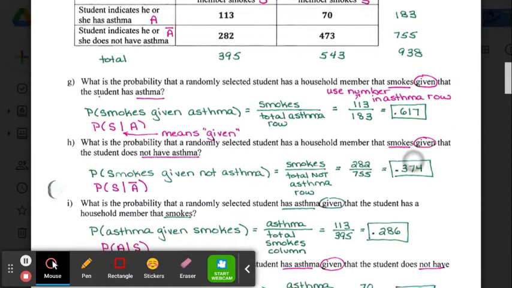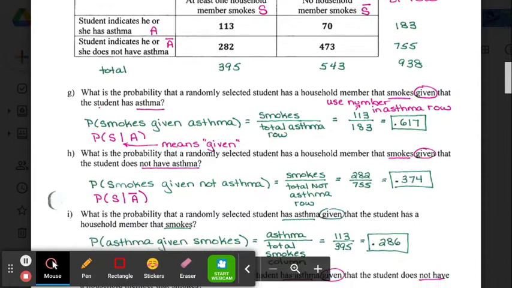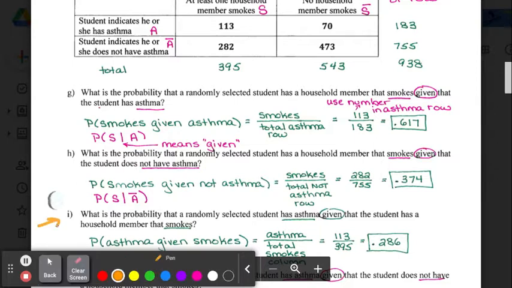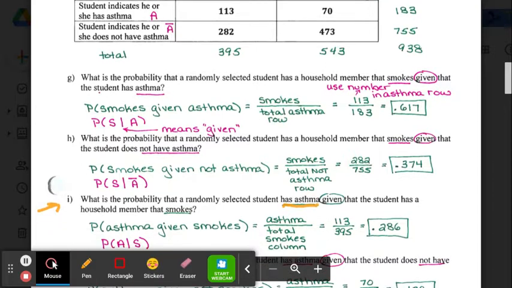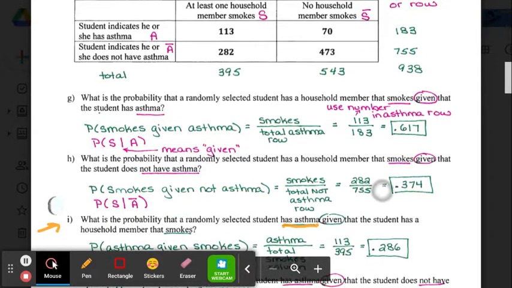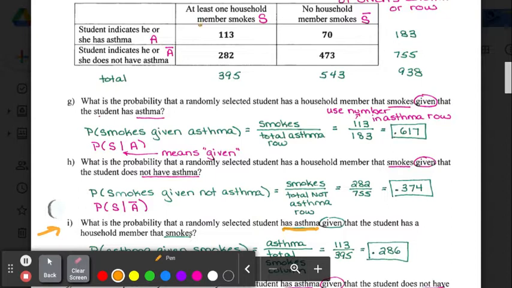Now, can I fit this whole thing? All right. Well, I tried to make it smaller, and it wouldn't let me do it. So letter I. What is the probability that a randomly selected student has asthma given the student has a household member that smokes? So take a look what I wrote. Probability of asthma given smokes. So now our total comes from smoke. So here's smokes. Whoops. So this is where we're getting our information now.